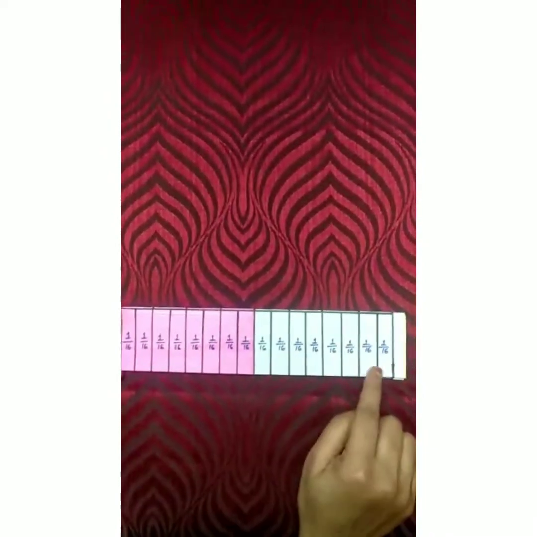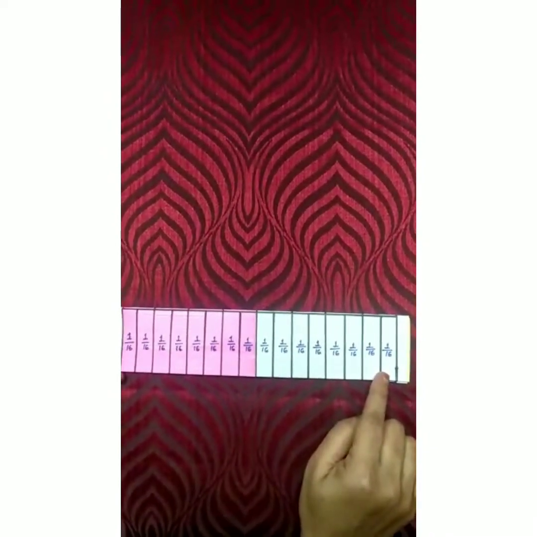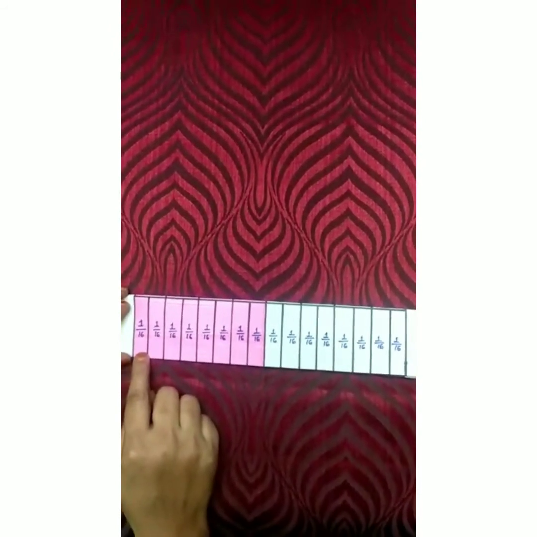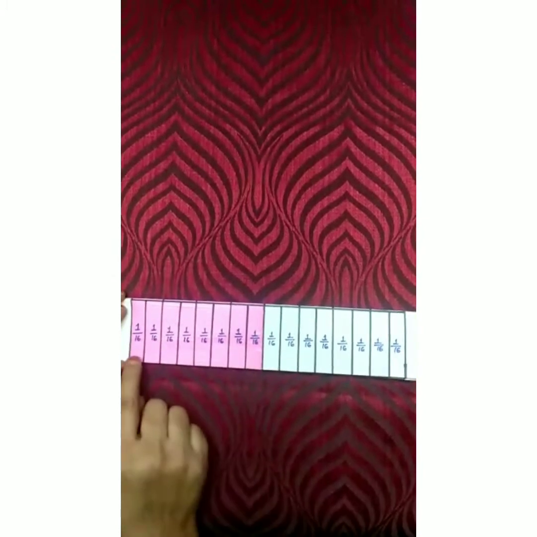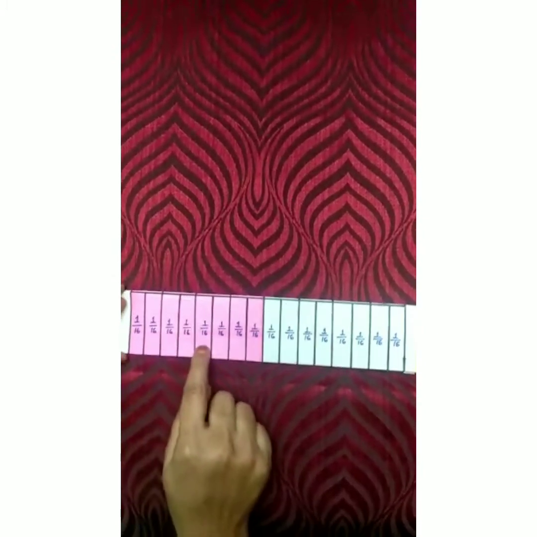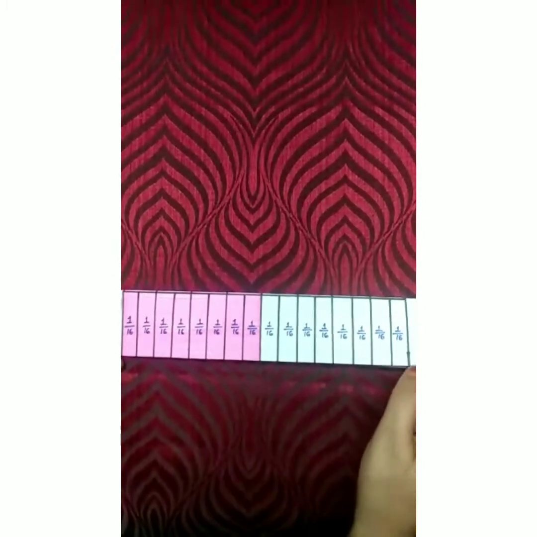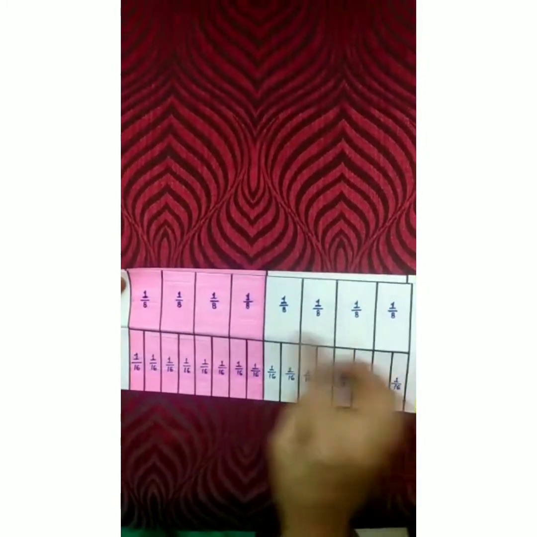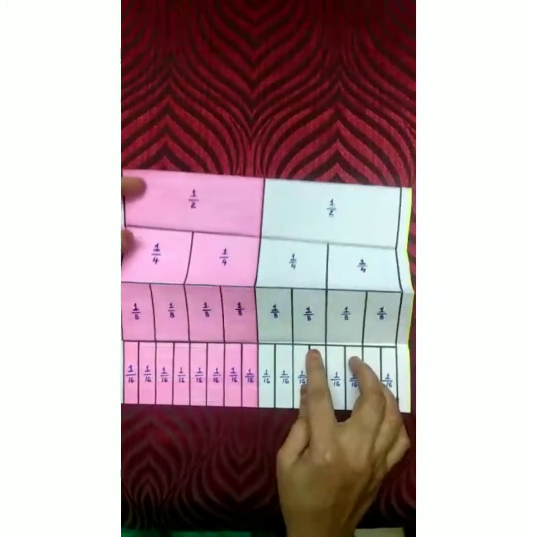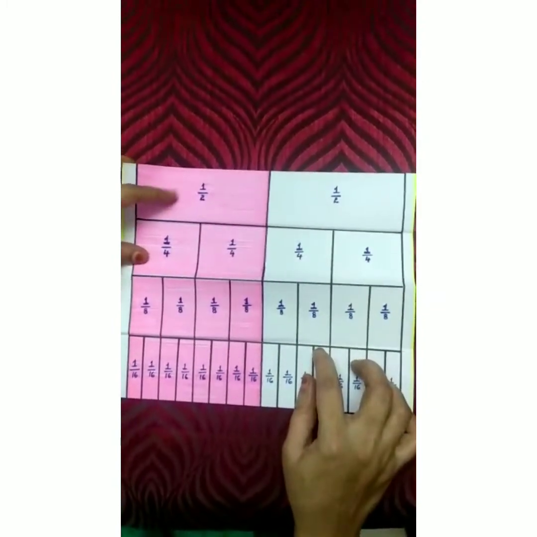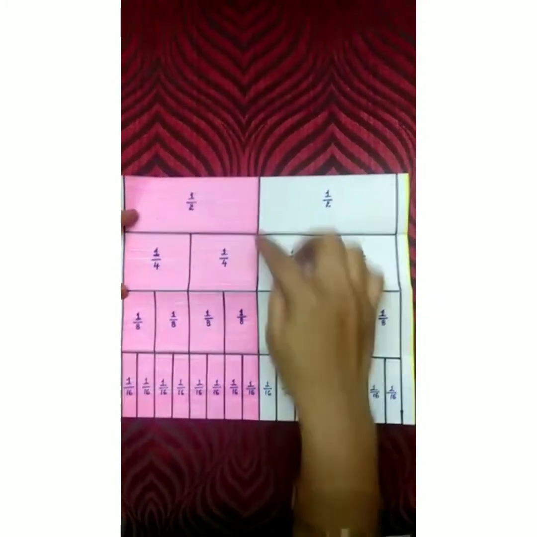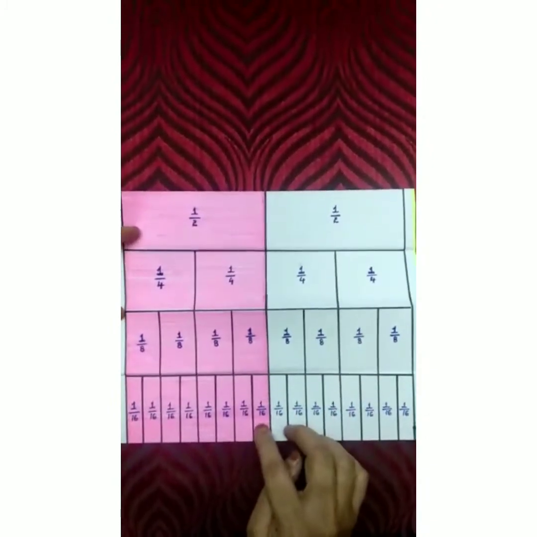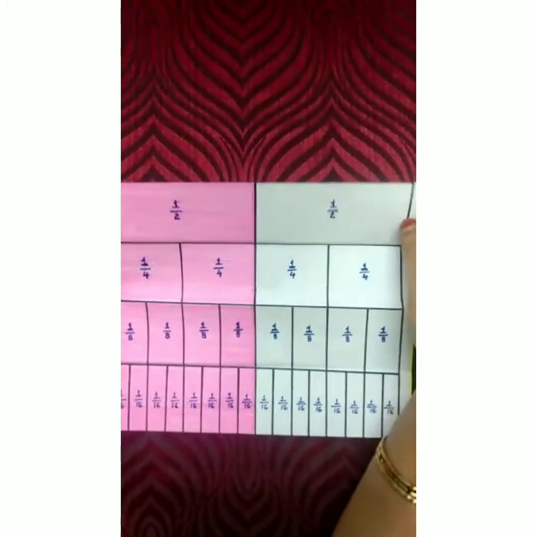Now I divided the same unit into 16 equal parts, where each part represents 1/16. How many parts did I select here? 1, 2, 3, 4, 5, 6, 7, 8. Where this 8/16 occupies the same amount of space as 4/8, 2/4 and 1/2. So from this we can say 1/2, 2/4, 4/8 and 8/16 are equivalent fractions.